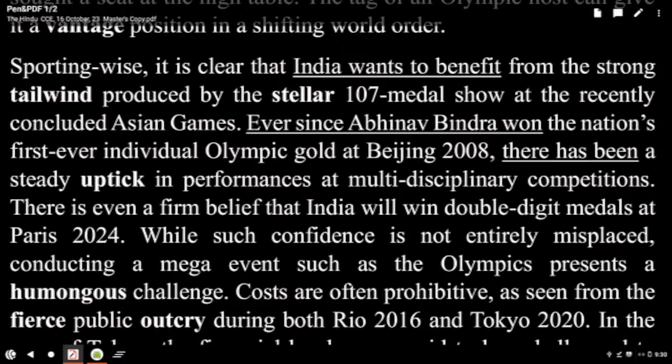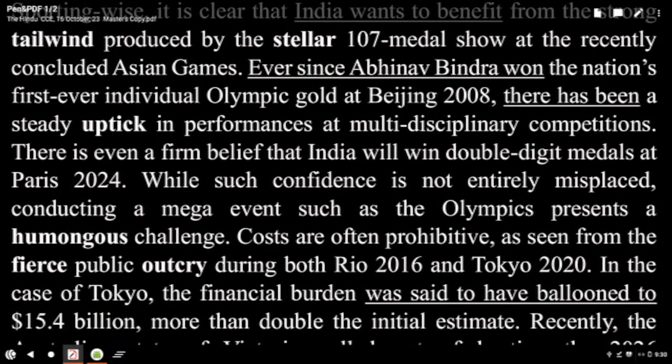Sporting-wise, it is clear that India wants to benefit from the strong tailwind produced by the stellar, outstanding performance, 107 medal show at the recently concluded Asian Games. Ever since Abhinav Bindra won, tell me which tense is that? That's a clause, past tense. Why has it been underlined? Please put a star mark, ever since. That's an important expression. Ever since takes a clause in the past and it goes with present perfect tense.